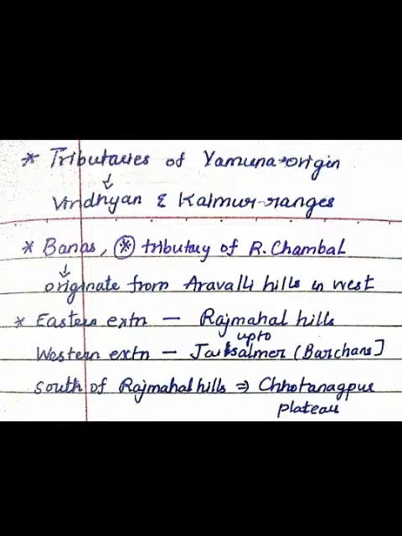The Banas, which is a tributary of the river Chambal, originates from the Aravalli Hills. The eastern extension of the Central Highlands is the Rajmahal Hills. The western extension extends up to Jaisalmer, where Barchans are found. Barchans are crescent shaped sand dunes. South of the Rajmahal Hills you have the Chota Nagpur Plateau.